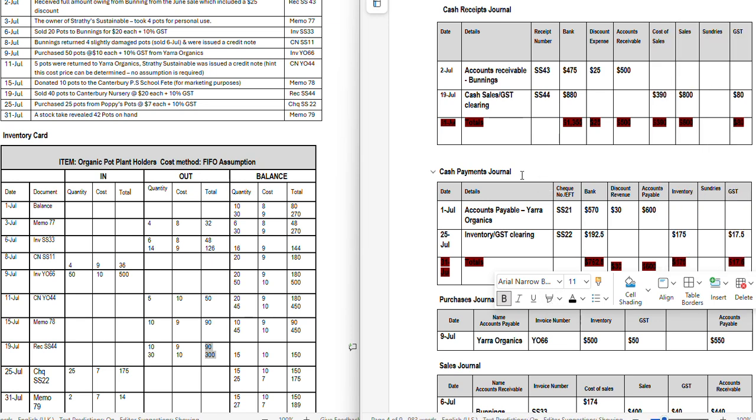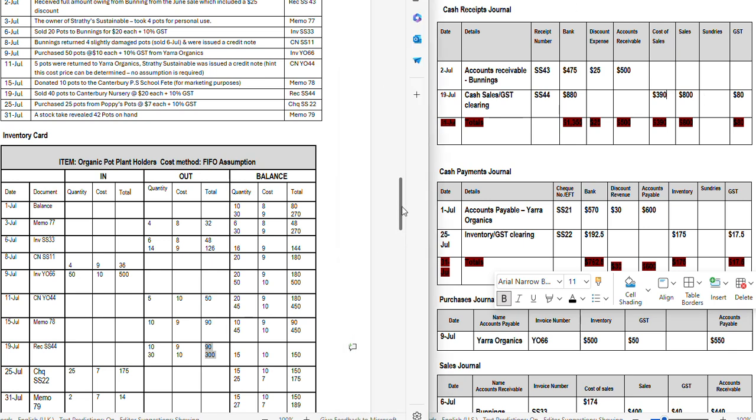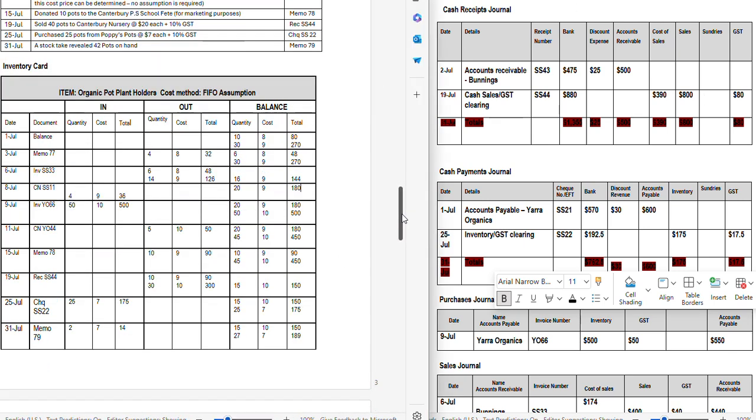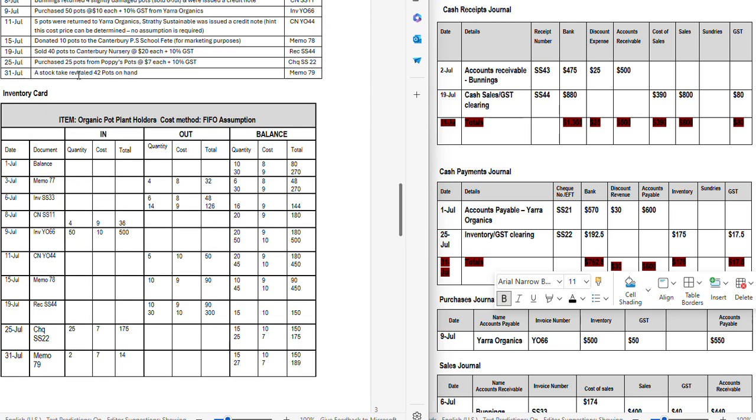Alrighty, nearly done. Now, if we look at the bottom of our inventory card, and also this detail here, a stock take revealed that we had 42 on hand. So if we look on the 25th, the last transaction, we had 40 units on hand. So this is one of those great situations where the count is higher than what our card says. This is a gain. And FIFO has been applied here. So the entry's been made for $14 into our in column.